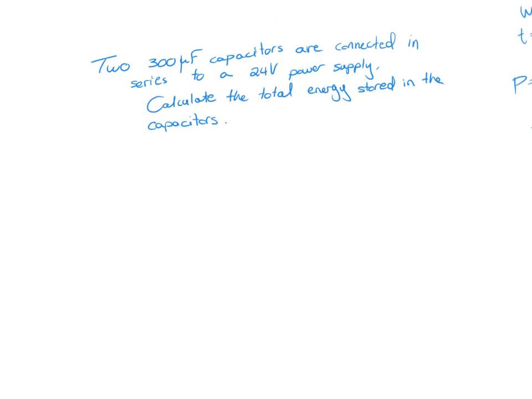So this is an example before I move on to the harder parts of this chapter. They're not that hard once you get used to it, but it's a bit different. This is an example question. It says two 300 microfarad capacitors are connected in series to a 24-volt power supply. I always tell you, when you look at circuits, always draw the diagram quickly so you can label it, play with it a little bit if you need to, and keep your thoughts in one spot. So you have two capacitors, both 300 microfarads, and a 24-volt power supply.